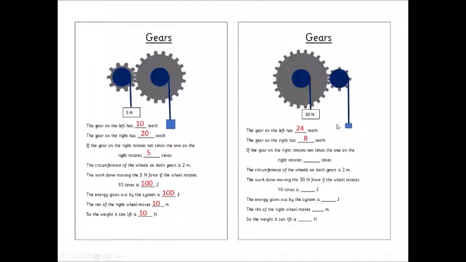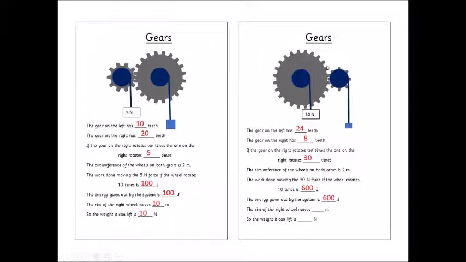Okay, on this one, the one on the left has got 24 teeth, the one on the right has only got 8 teeth. So if this one rotates 10 times, this one's going to have to rotate 30 times to get the same number of teeth go past. So 10 times 24 is 240 teeth, which is 30 times 8. A 30 Newton force, if this wheel is 2 meters round, a 30 Newton force times 2 meters is 60 joules, times 10 times round is 600 joules. Put 600 joules in, I'll get 600 joules out.